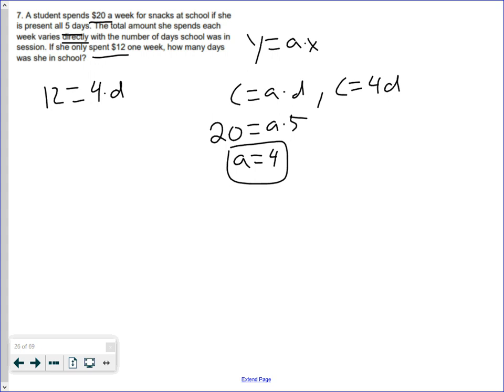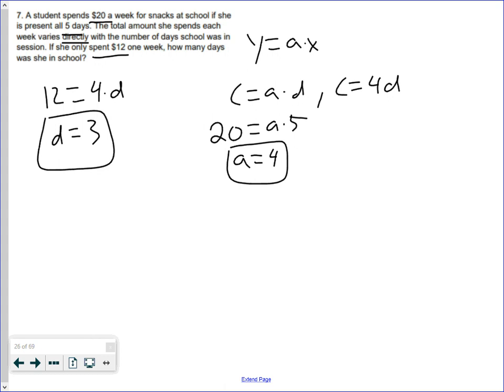But the total amount of money she had was $12, and that's going to equal 4, which is our A, times our D. We're trying to figure out D when our C is 12. Sorry about that. All right. So we divide by 4 on both sides, and we get that D equals 3.